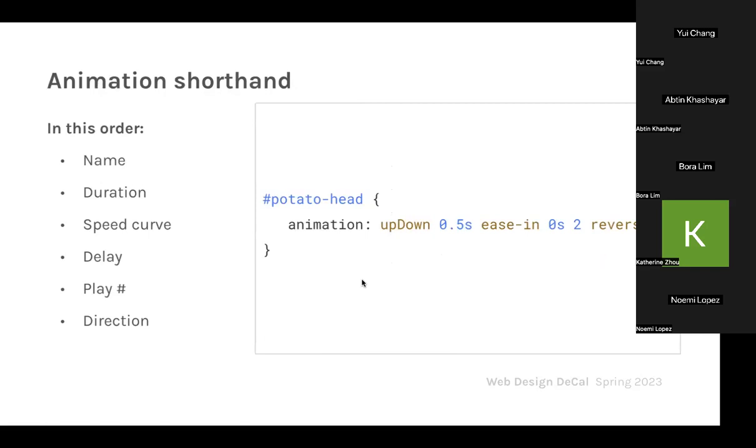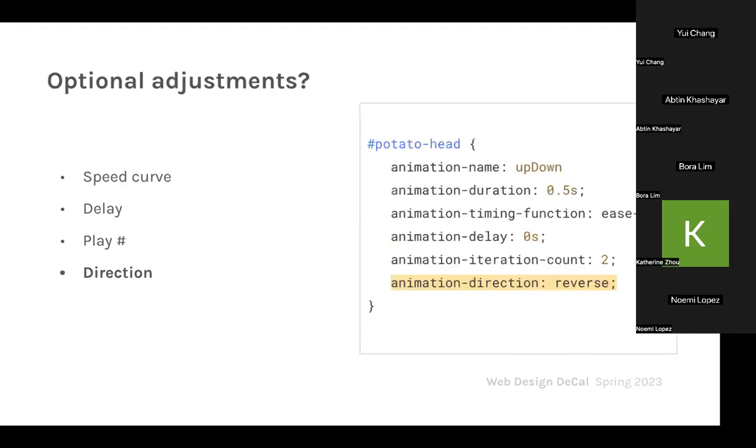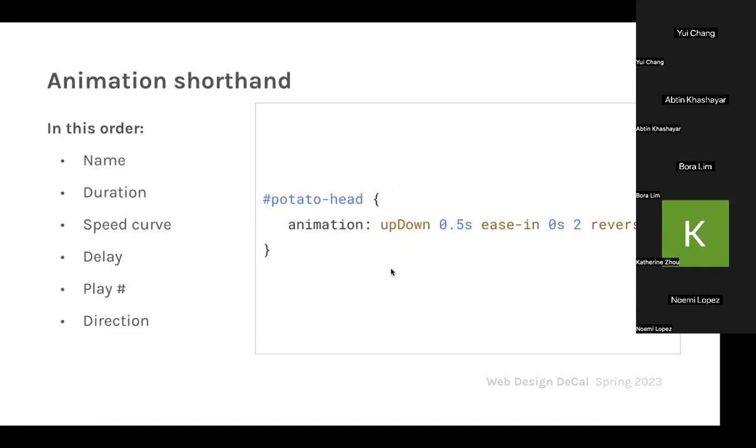This is a really cool shorthand that will probably save you a lot of time when you're coding a CSS animation. All you have to do is define animation in your CSS, and then add the properties we defined earlier, in order. The first two should be there, and the last four are completely optional, only if you want those properties. So for the potato head that we had earlier, this is the shorthand format in code. You can define the animation and then name, duration, speed curve, delay, play number, and direction. This is a really convenient way to shorthand your CSS animations.